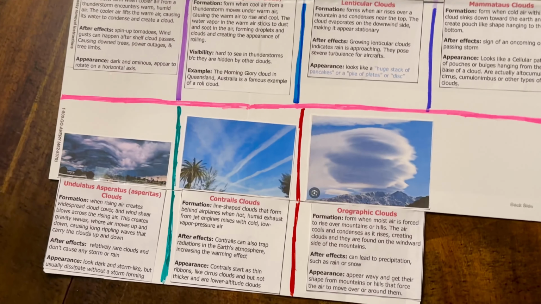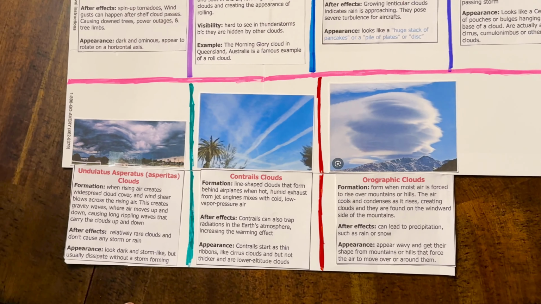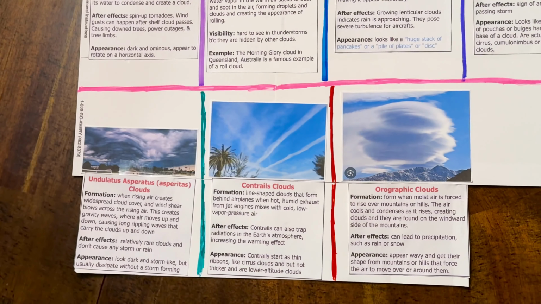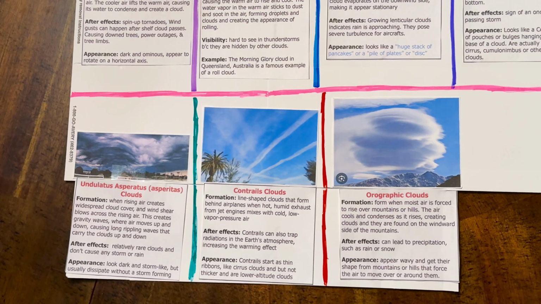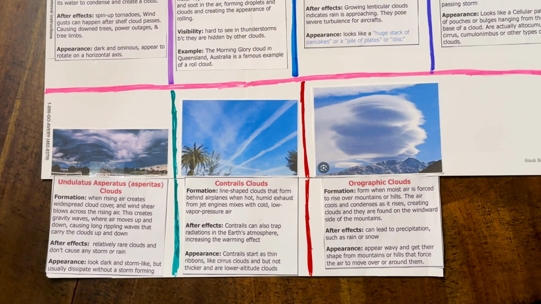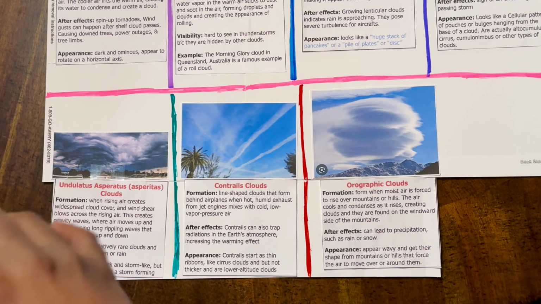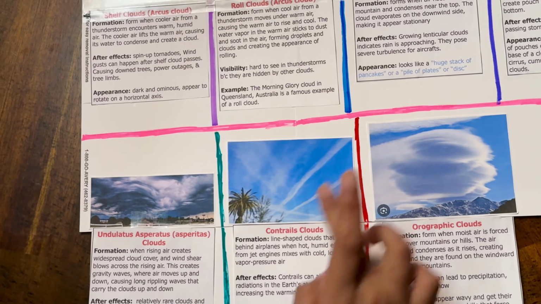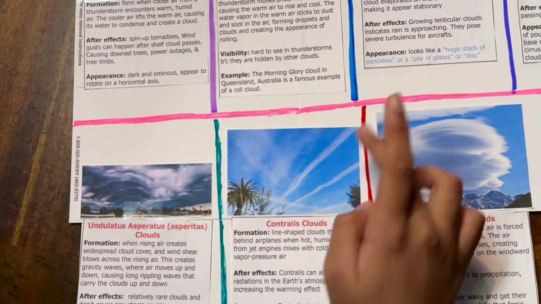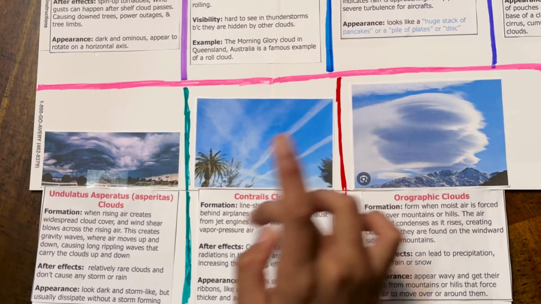All right, then we have contrail clouds. Contrail clouds are basically line-shaped clouds that form behind airplanes. Have you ever seen a jet in the air that just flies through, and then there's a humongous trail of gas or cloud that is left behind? Yeah, these are contrail clouds.